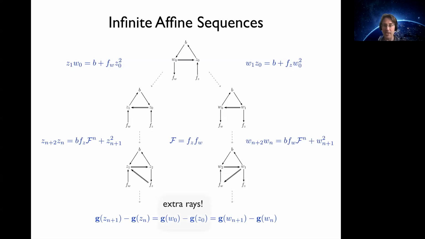These are the extra rays that we saw in the tropical fans associated to those choices of tropicalizations for Gr(4,8). So that's where they show up. The extra rays are not G vectors, but they are limits of infinite sequences of G vectors in this infinite affine chain.